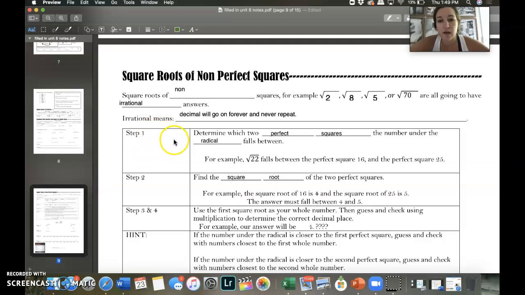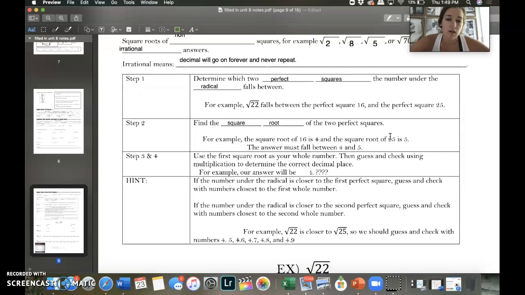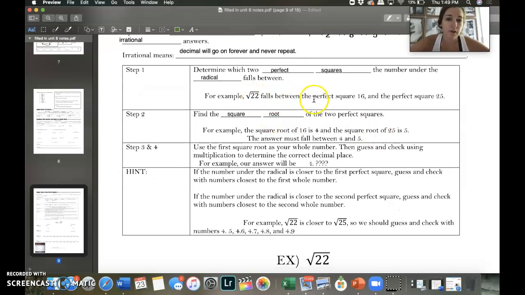But let's see. So step 1, determine which two perfect squares the number falls between. For example, the square root of 22 falls in between the perfect square 16 and the perfect square 25. Step 2, find the square root of the two perfect squares. For example, the square root of 16 is 4 and the square root of 25 is 5. So that way we know that the square root of 22 must fall in between 4 and 5.